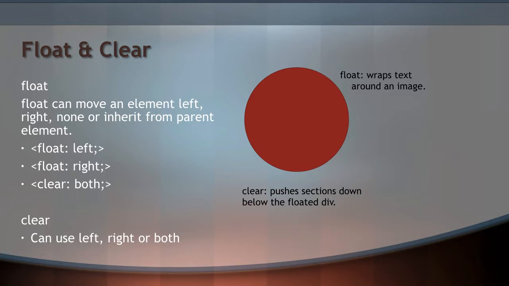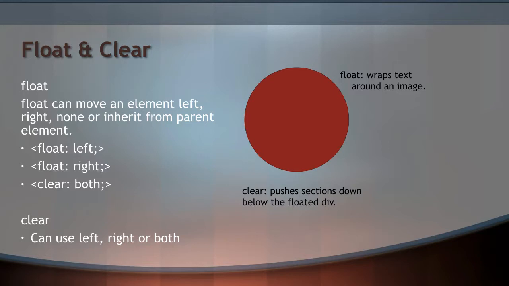Float and clear. Have you ever wanted to wrap text around an image? This is best done by using float. Float can move an element left, right, none, or inherit the position from the parent element. In this example, you can see float left, float right, clear, and both.